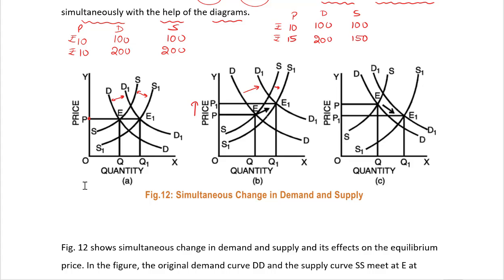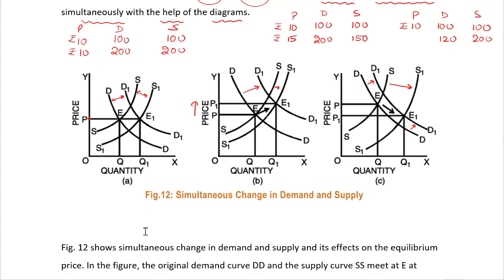Let us see situation C now. Over here, the demand has increased very low, but the supply has increased so much. Take an example over here. Suppose the price of the product is 10 rupees, the demand is 100, the supply is also 100. Over here, the demand has increased from 100 to 120, but supply has increased from 100 to 200.